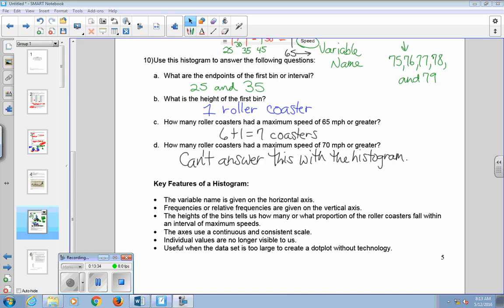Okay, some key features of a histogram. The variable name is given on the horizontal axis. Frequencies or relative frequencies are given on the vertical axes. And we'll take a look at relative frequencies in the next activity. The heights of the bins tell us how many or what proportion of the roller coasters fall within an interval of maximum speeds. Axes use a continuous and consistent scale. Individual values are no longer visible to us, so we lose a little bit of detail. And they're useful when the data set is too large to create a dot plot without technology.